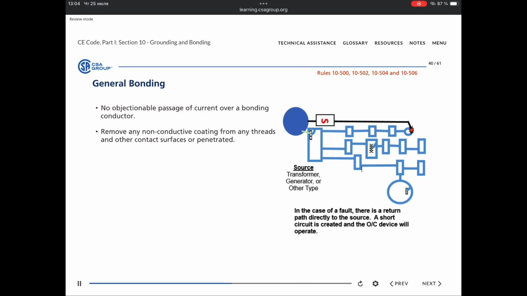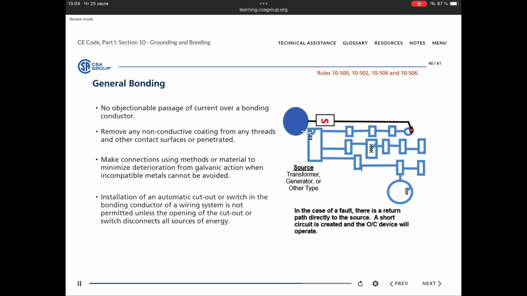of bonding. Where incompatible metals cannot be avoided at bonding connections, it is required that connections be made using methods or material to minimize deterioration from galvanic action. The installation of an automatic cutout or switch in the bonding conductor of a wiring system is not permitted unless the opening of the cutout or switch disconnects all sources of energy.